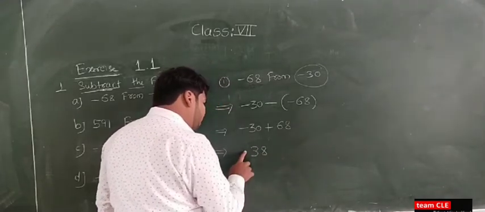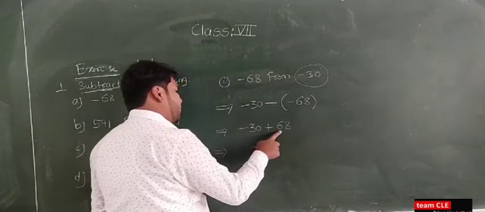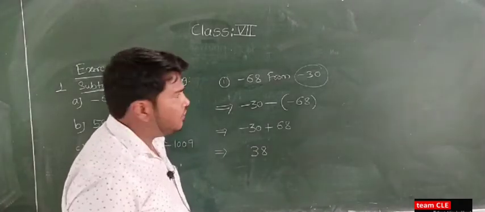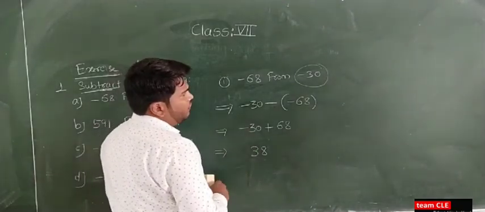So I can write this as 38. And what is the sign? The sign is positive. Why? Because by seeing the greater number, we keep the sign. So this is the first one.